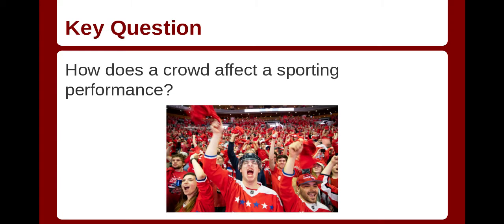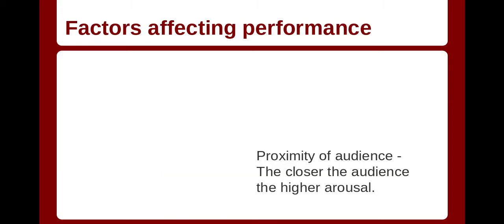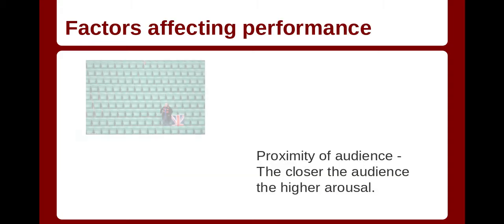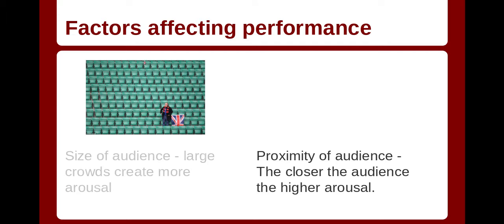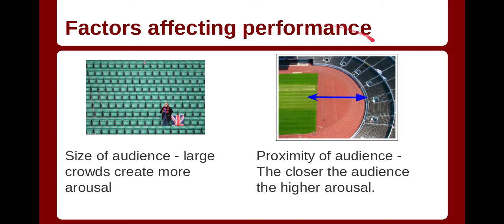Thinking about how our crowd is affecting sporting performance a little bit more, the factors affecting it include the proximity of the audience. If they're sat right next to the pitch, that would be different to if they're sat a little bit further away. If they're further away, they're less intimidating, but it could have less of a positive effect as well. So the proximity will have an effect.